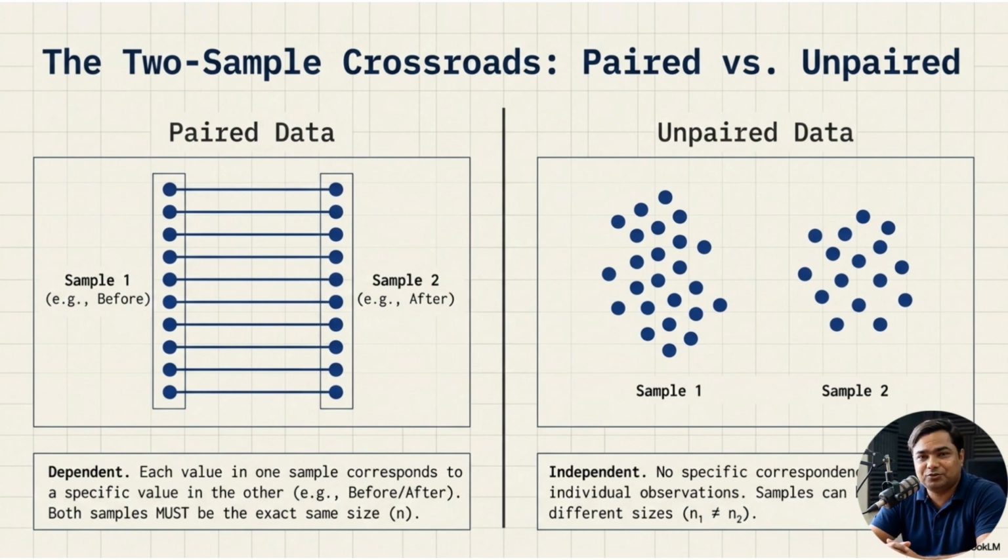Unpaired data means that the two samples are independent. There is no direct one to one relationship between individual observations. For example, Group A and Group B are different students. Male athletes and female athletes are separate groups. Two different treatment groups are compared. In unpaired data, the sample sizes can also be different. So before choosing the formula, always ask, are these measurements from the same people or matched pairs? If yes, use paired t-test. If no, use unpaired t-test.